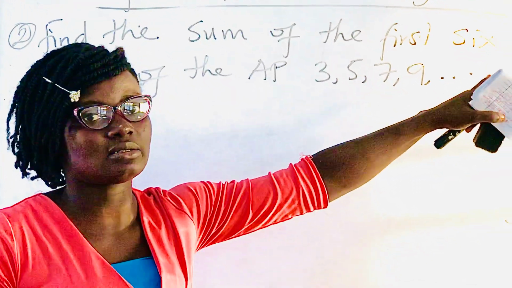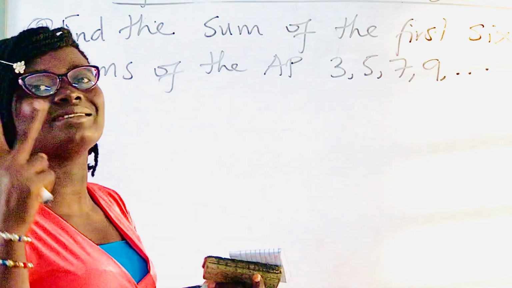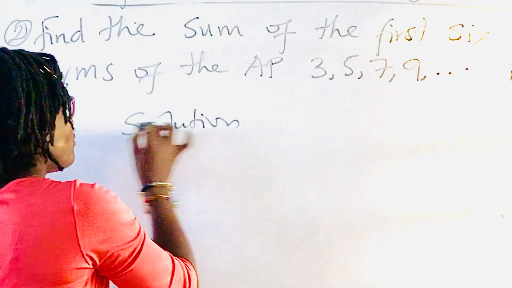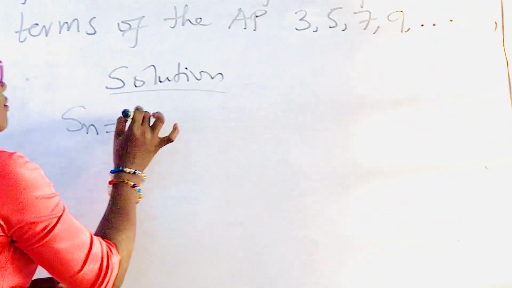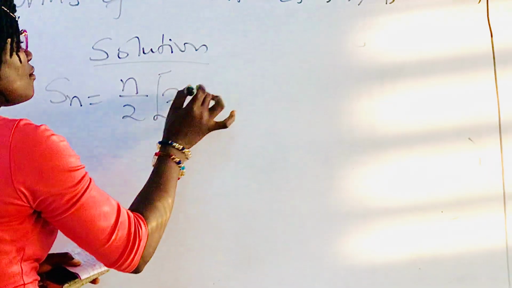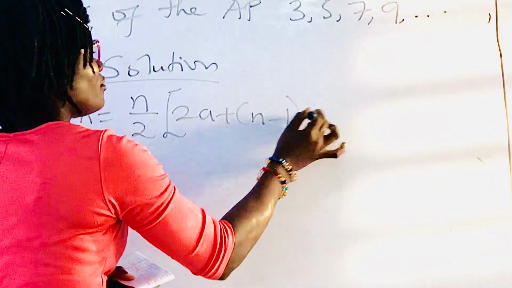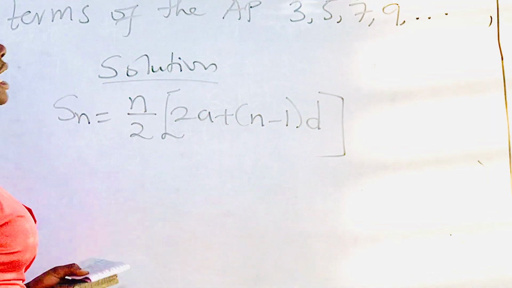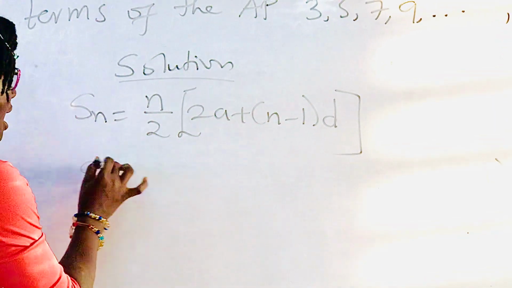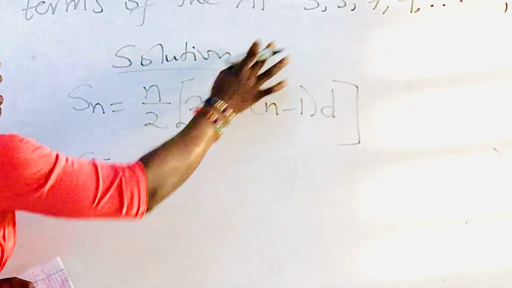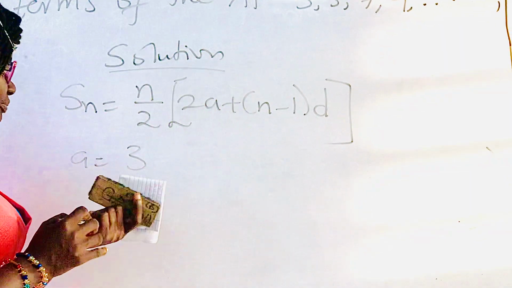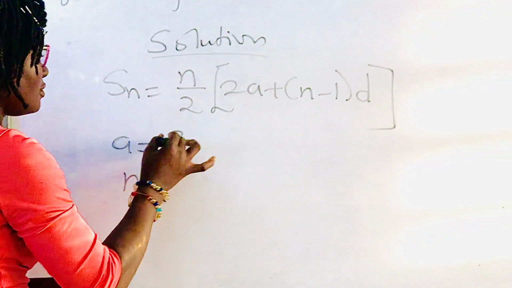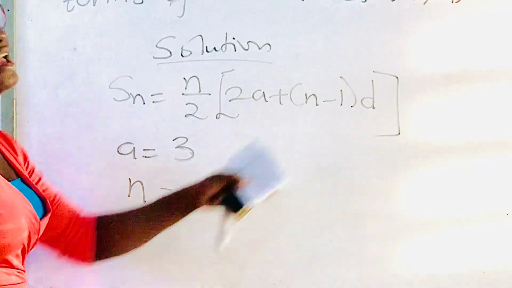Given to us. So we can use the second formula. After putting your formulas down, then you now come to the question. Ra is 3. Rn is 6.